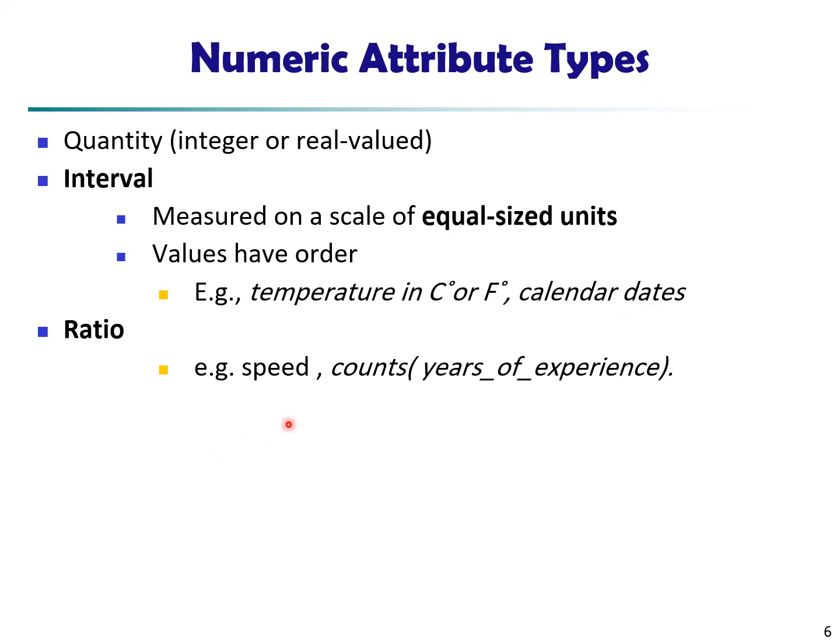However, for ratio data types or attribute types, we have a zero reference point, because you can have 0 speed, but you cannot have -1 speed. You can have 1 year of experience, but you cannot have -3 years of experience. So this is the difference between the interval and the ratio attribute types, numerical attribute types.